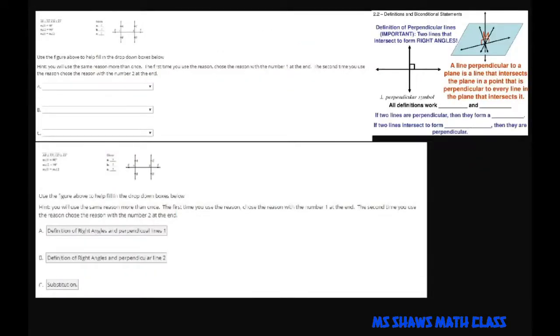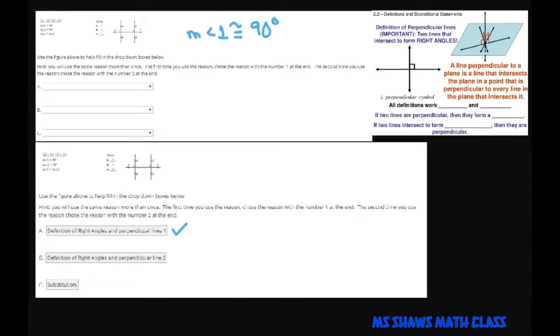All right. Now we have this one. We have to prove, and I know this is hard to see, but it says prove or fill in these drop boxes basically. So it says the measure of angle 1 is congruent to 90 degrees. And that is going to be definition of right angles and perpendicular lines.